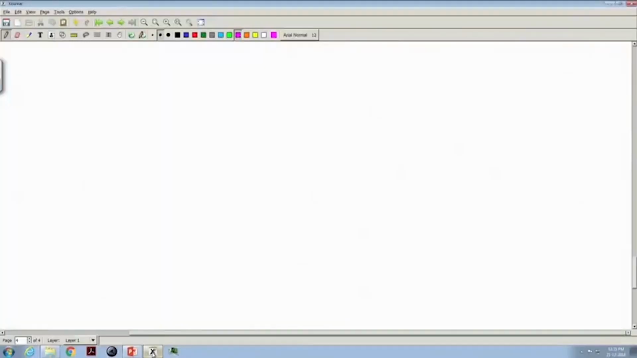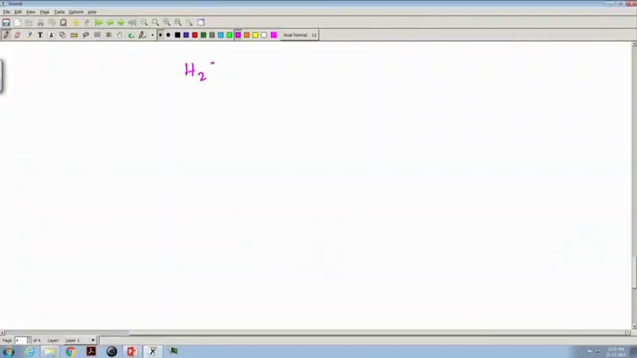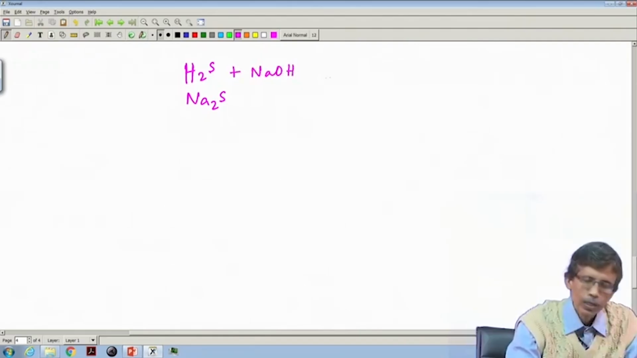Welcome back to this class again, where we are talking about the sulfides or bisulfides. We can have a good source of sulfide as your hydrogen sulfide gas, H2S, or the corresponding sodium salt, that means sodium sulfide. The reaction is very simple when we react this with sodium hydroxide, 1:1.